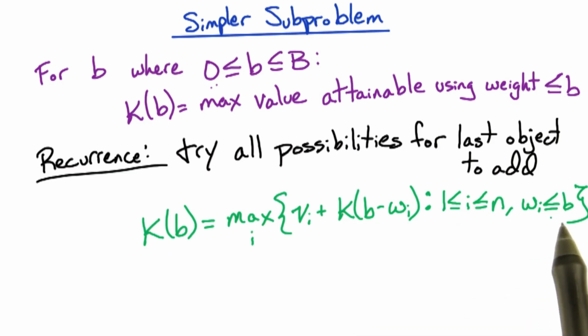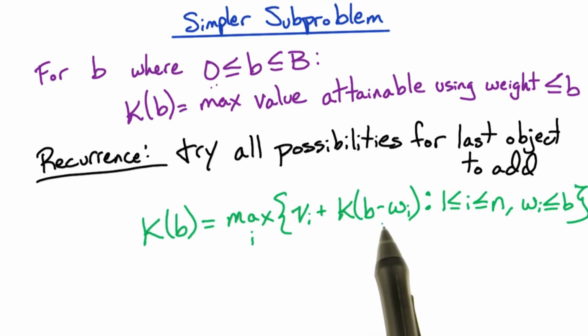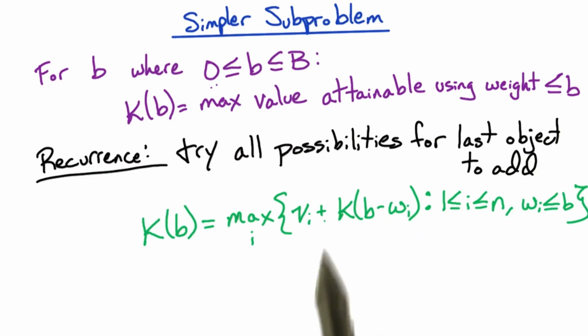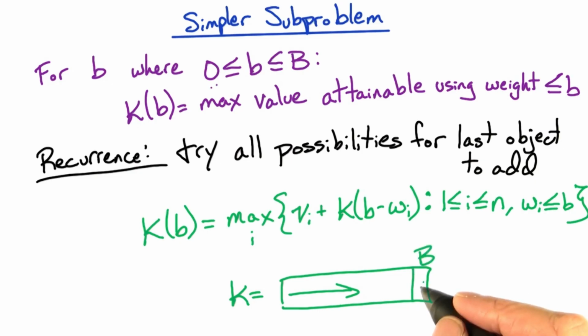And if that object fits in the current capacity, so wi is at most little b, we look at adding that object, so we gain value vi for it, and then our capacity available goes down by wi. With the remaining capacity, we take the best solution. Now, since it's a one-dimensional table, it'll be straightforward to write the pseudocode. There's not much choice in how we fill up the table. We're just going to fill it starting from K of 0 up to K of capital B. And this last entry is the solution to our problem.